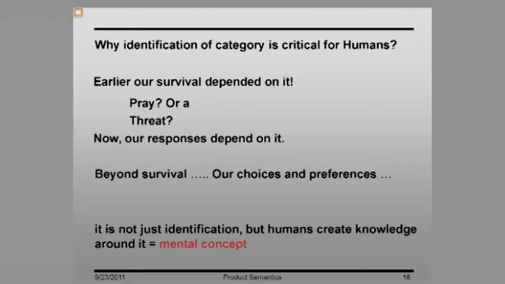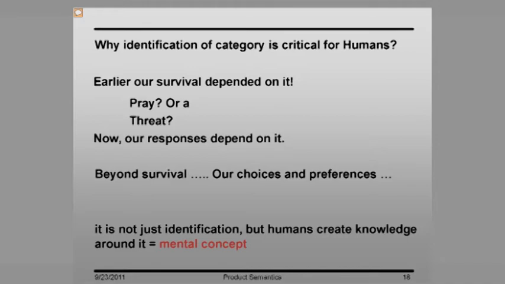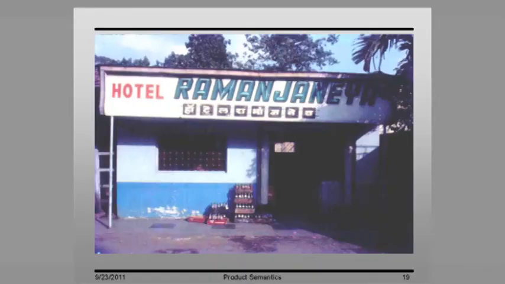Now from survival, it has gone to our choices and preferences. Our choices and preferences are completely dictated by simple visual clues. And I want to prove this to you through a small experiment. In fact, we form our mental concept based on these clues. So let's look at this slide, which all of you are familiar with. Those who are from Bombay are more familiar than others, but based on this, you would be almost able to guess what would be the price of idli there.